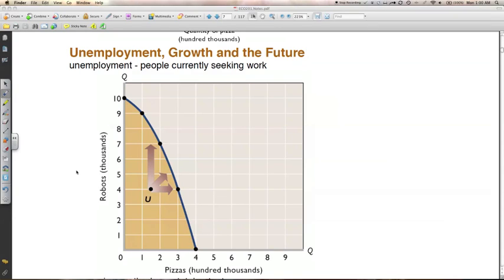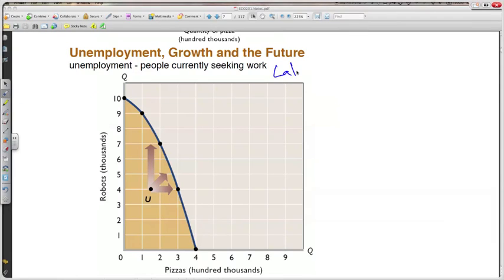Alright, unemployment and growth in the future. Unemployment is when people are currently seeking work. If we were looking specifically at the labor production possibilities frontier, then this blue line is the maximum amount that can be produced. If we have unemployment, we'd be at this point here, U, on the inside of that curve. All of this gray area out here is unattainable. So if I had a point here, say W, this cannot happen in our current situation. This is unattainable when we have our production possibilities frontier along this line.